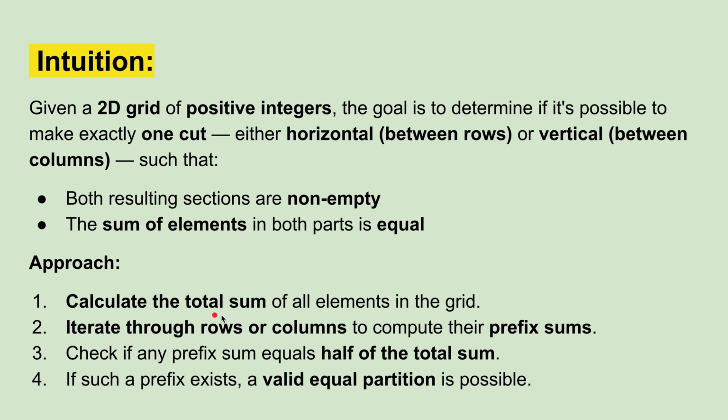So the approach is to calculate the total sum of the elements in the grid, iterate through rows and columns to compute their prefix sums, and then check if any prefix sum equals half of the total sum. If such a prefix exists, a valid equal partition is possible. Means first of all calculate the total sum of the elements. Why? Because we can check if the sum is odd, and then we cannot do anything, we just return false. If it is even, then iterate through the rows and columns to compute the prefix sum, and check if any prefix sum is equal to half of the total sum. Keep checking, and if such a prefix exists, the valid equal partition is possible.